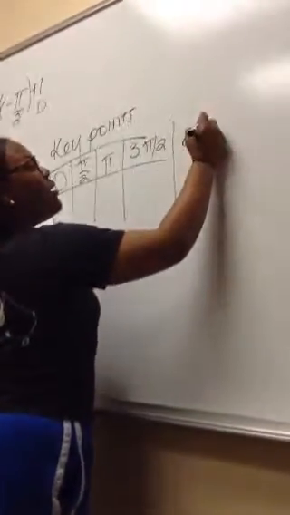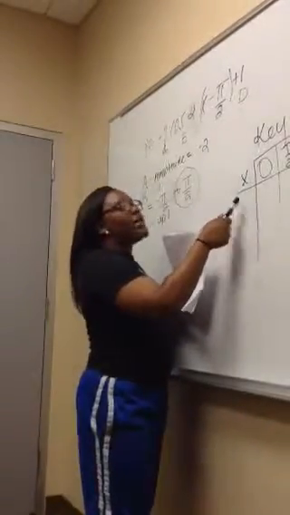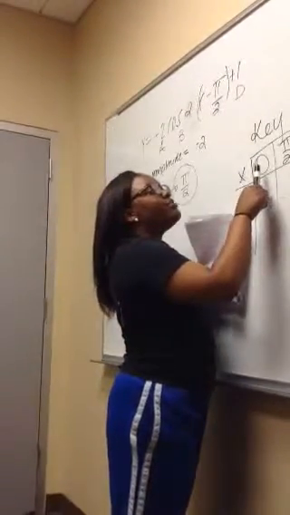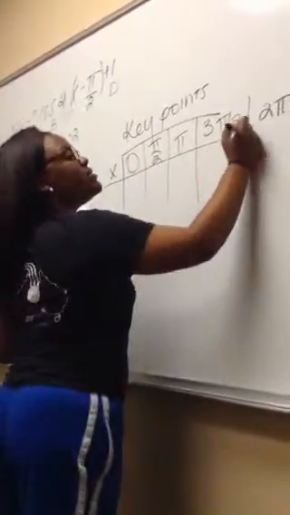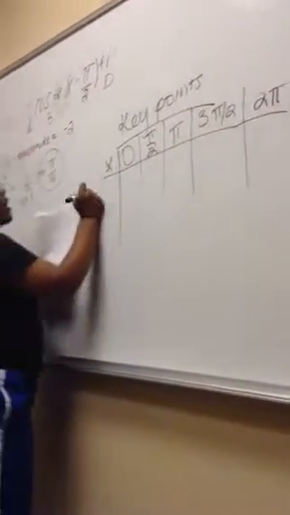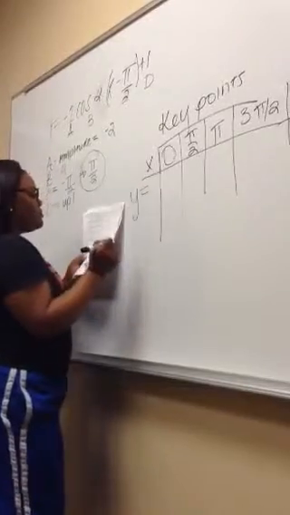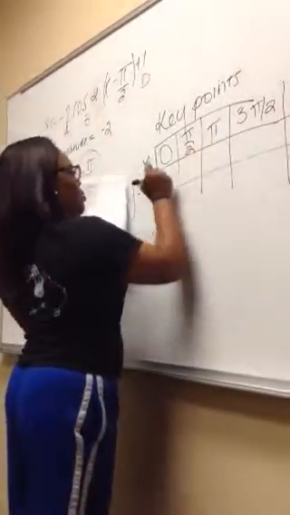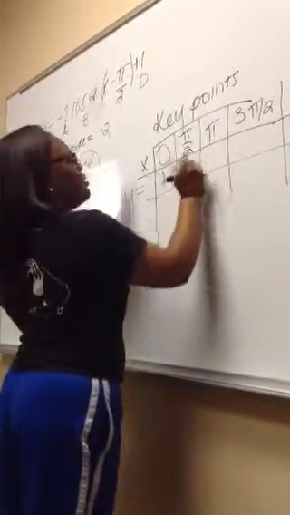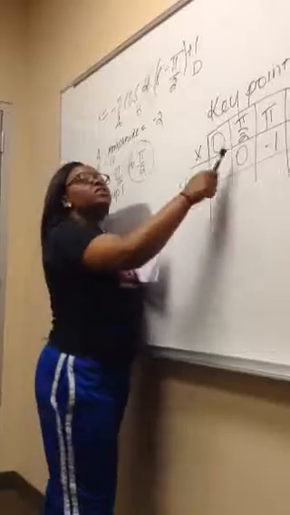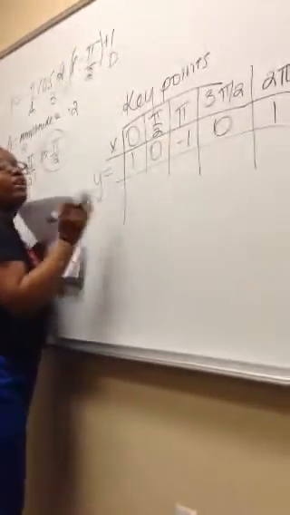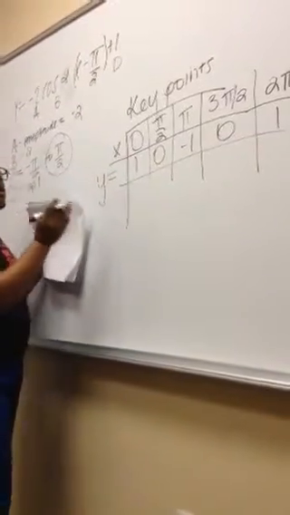and 2 pi. Why? Because this is a cosine graph, and these are the values that we use for cosine and sine graphs. And your y's will equal 1, 0, negative 1, 0, and 1. Why? Because when you look on your pie chart, these are the values that are in the cosine section of your graph.